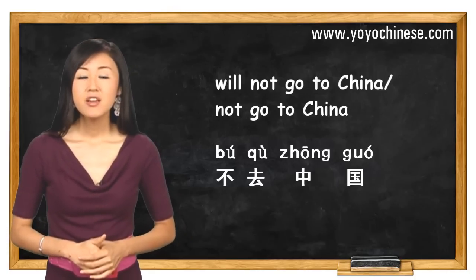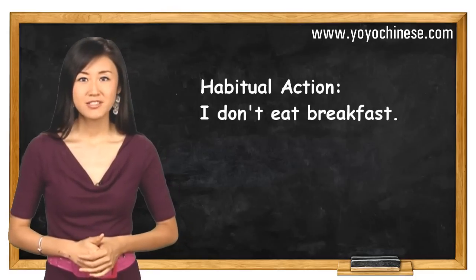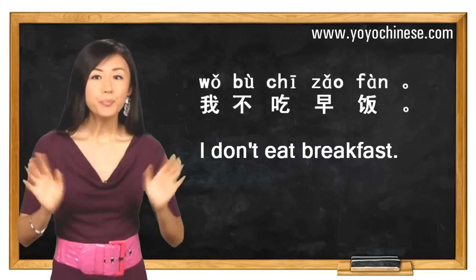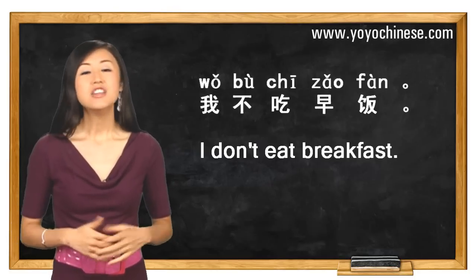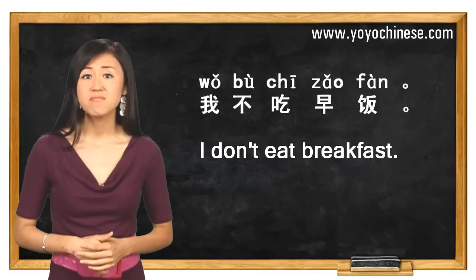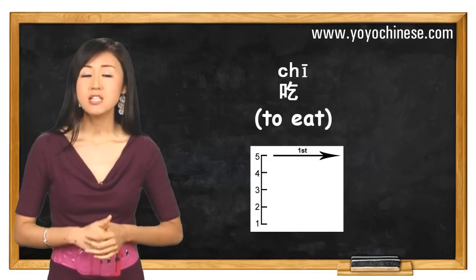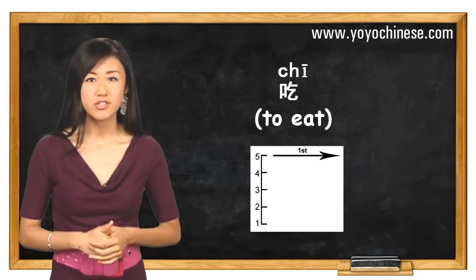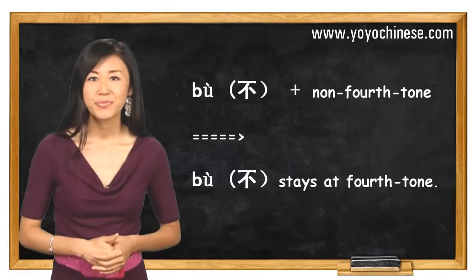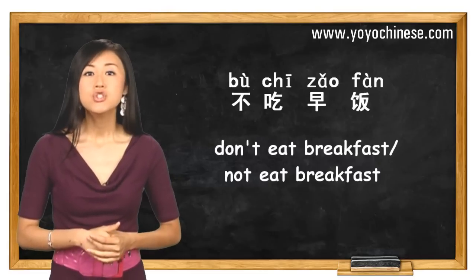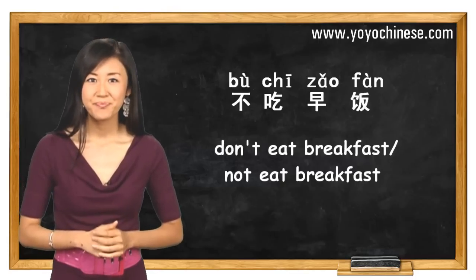Another example. For habitual action, here's how you say I don't eat breakfast. 我不吃早饭. You're basically saying I don't have the habit of having breakfast. I just don't do that. Well, the verb to eat, 吃, is the first tone, not the fourth tone. So 不 stays at its default sound, the fourth tone. So don't eat breakfast or not eat breakfast is 不吃早饭.